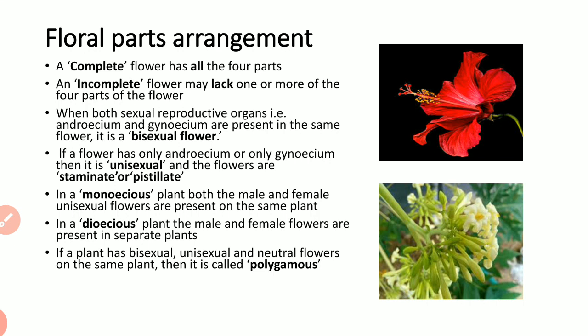If a plant has bisexual, unisexual and neutral flowers on the same plant, then it is called polygamous. Okay, poly means many gametes on the single plant. On the same plant, there are three types: bisexual, unisexual and neutral flowers. Neutral means the sterile flowers. Don't be confused about it. Neutral flowers are the sterile flowers.